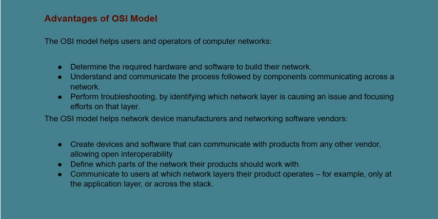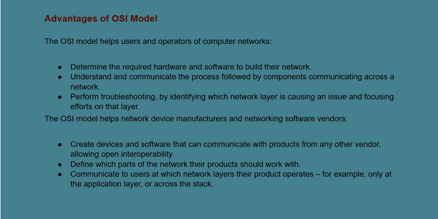So as we are done with the layers, now let's take a look at the advantages of the OSI model. The OSI model helps users and operators of computer networks. In this we can see that it determines the required hardware and software to build their network, helps understand and communicate the process followed by components communicating across a network, and helps perform troubleshooting by identifying which network layer is causing an issue and focusing efforts on that particular layer.